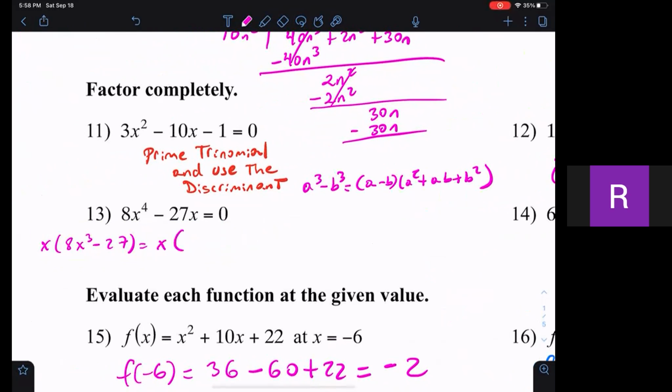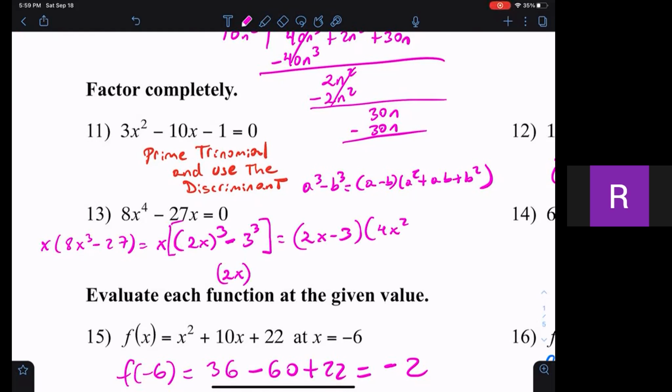This you can rewrite as 2x to the third power, and then minus 3 cubed. And this is going to be 2x minus 3, 4x squared. This is going to be, you need to multiply a and b, right? So you have a is 2x and b is 3. So that's going to be 6x. And then this is going to be b squared, right? So that's going to be 9. That's it. You're done.